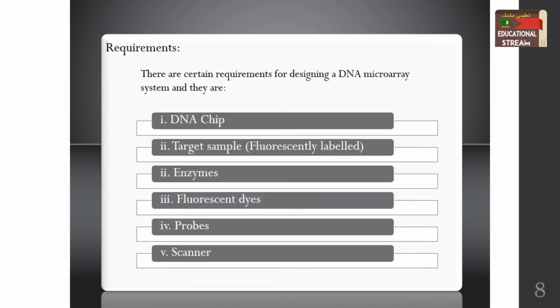To perform the experiment of DNA microarray, there are certain requirements for designing the system. These include a DNA chip, then a target sample, and detection is based on the labeling of the target sample, so we fluorescently label the target sample. Then we use enzymes, which can be used for different purposes. Now we will take an example over here also. Then fluorescent dyes, then probes and a scanner.